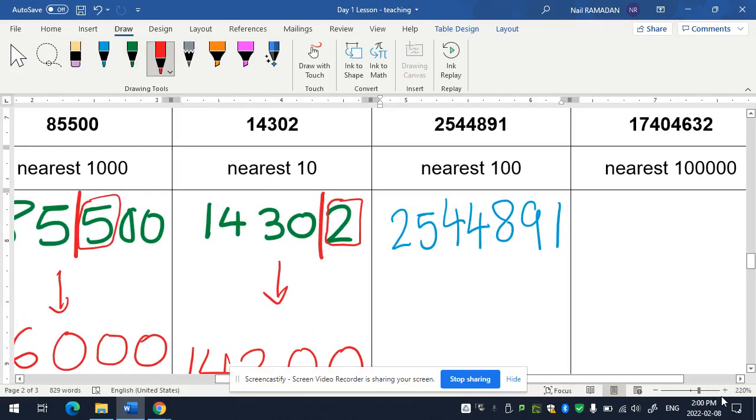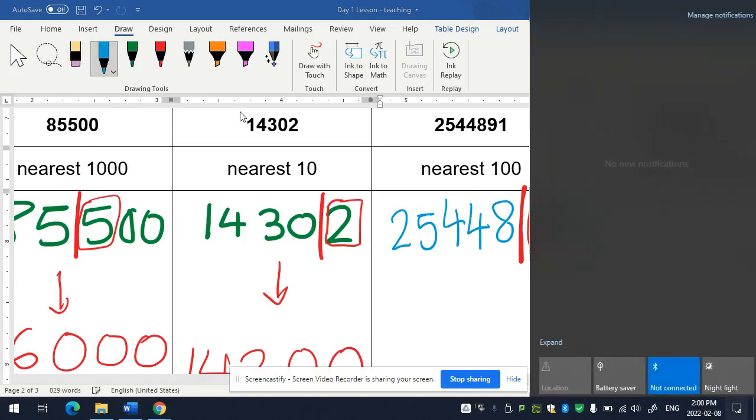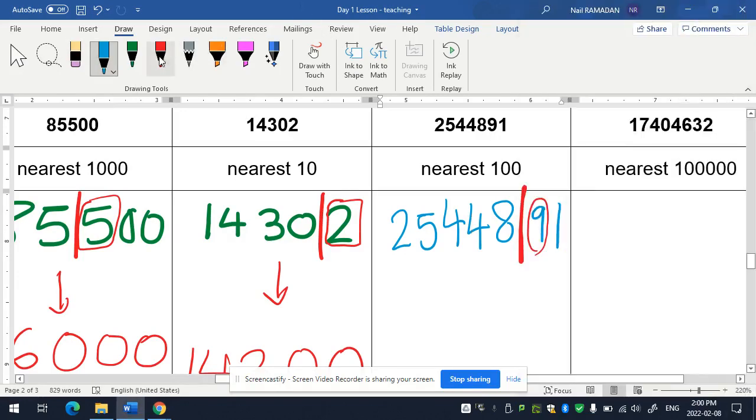Nearest 100. So how many spots before I do the line? Two. Remember, just the number of the zeros. That's fine. 1, 2, cut. What does this 9 do? It bumps up. So let me just put it inside of the circle. This 9 is going to bump up this 8 to a 9 itself.